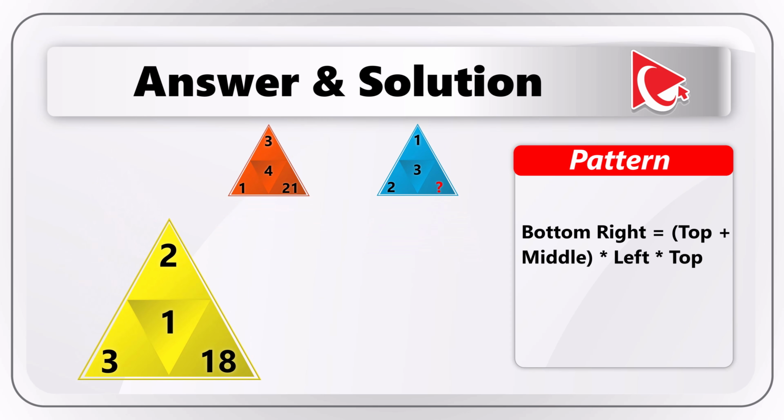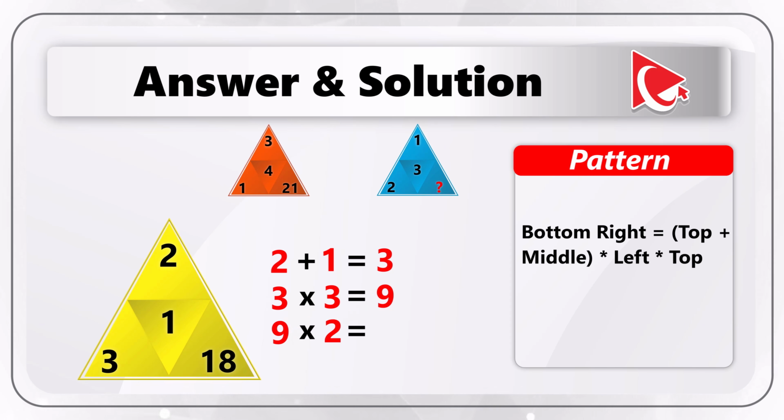Let's look at the first yellow triangle. To get to the number in the bottom right corner, we first need to add 2 and 1, and the end result of this would be 3. Then we need to multiply the result by the number in the bottom left corner, and 3 multiplied by 3 equals 9. Then, as the last step, we need to multiply the result, which is 9, by 2, which is the top number, and the end result would be 18.